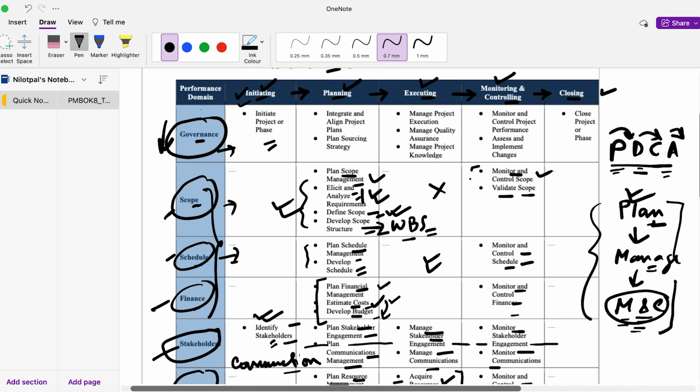And finally, you monitor and control the scope, and then you validate the scope as well. Because after scope validation, then only the customer can actually accept what you have delivered. As simple as that. Because if that scope is not validated, the customer will not be accepting what you have delivered. So that's what scope would be all about.